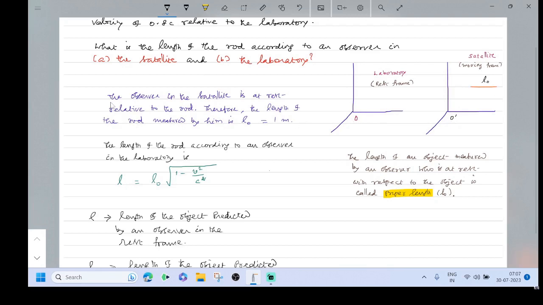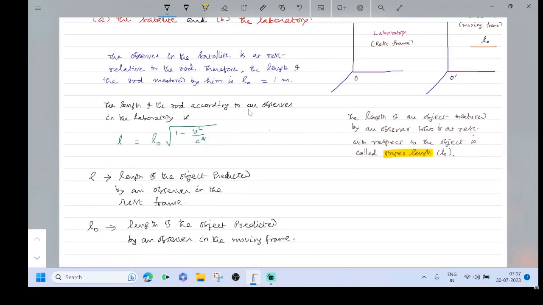Now read this. The observer in the satellite is at rest relative to the rod. With respect to the rod, the observer O dash is at rest. The length of the rod measured by him is L0 equal to 1 meter.